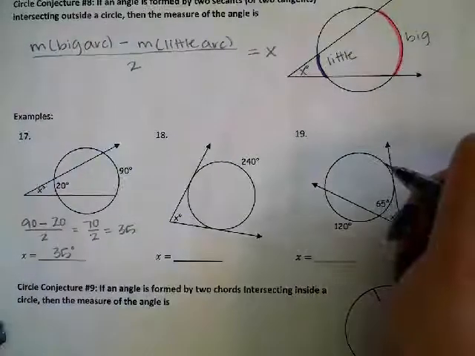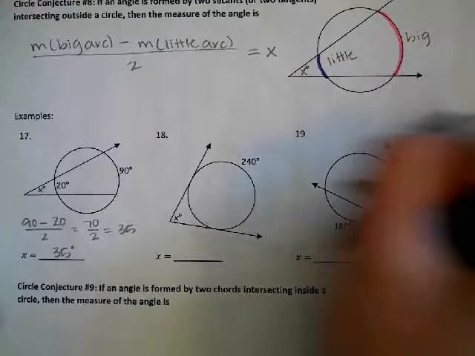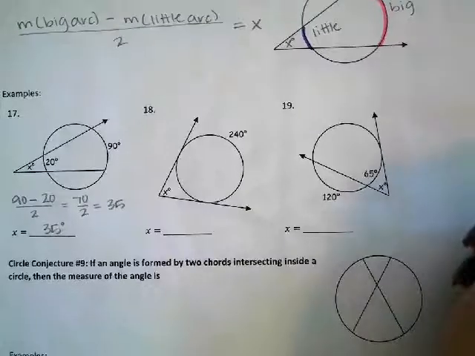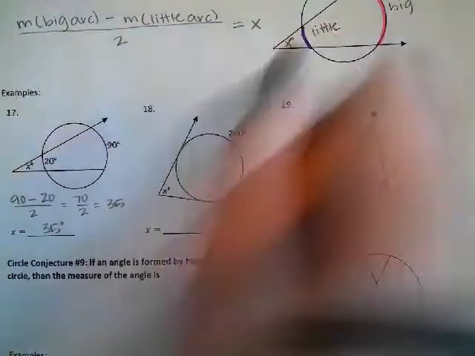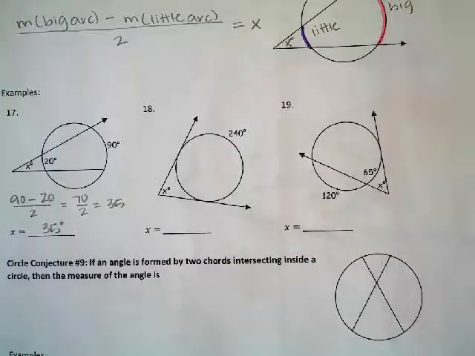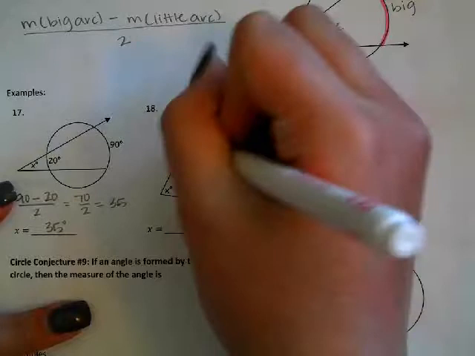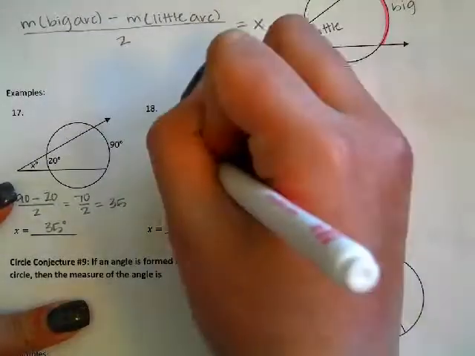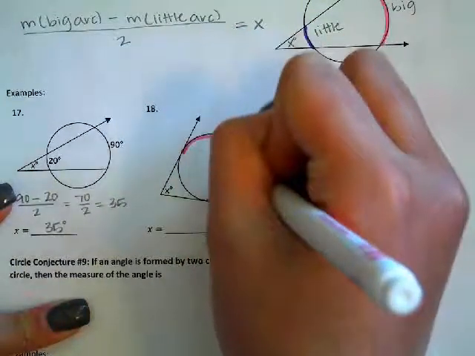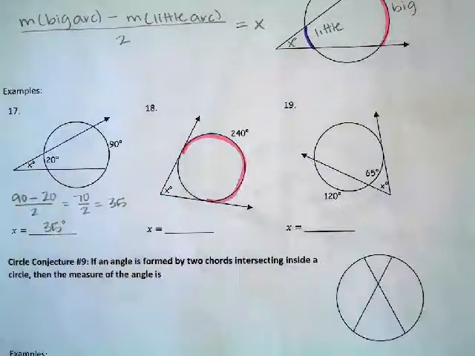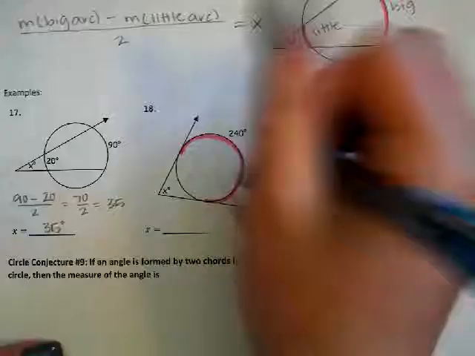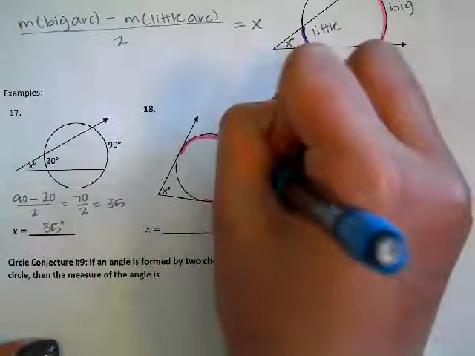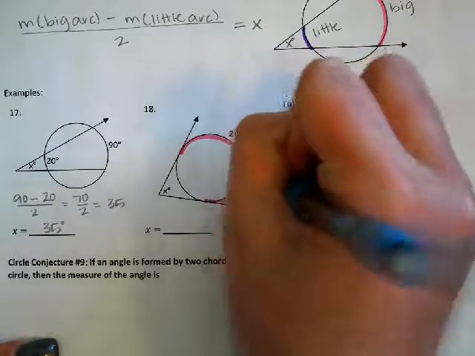All right? On this one, instead of being two secant lines, this time we have two tangent lines, but it works the same. I'm going to go ahead and draw it so you can see it this time. The big arc starts at this point of tangency and ends at this point of tangency. So there's the big arc, that's 240. So we're going to do 360 minus 240, and we're going to get 120.